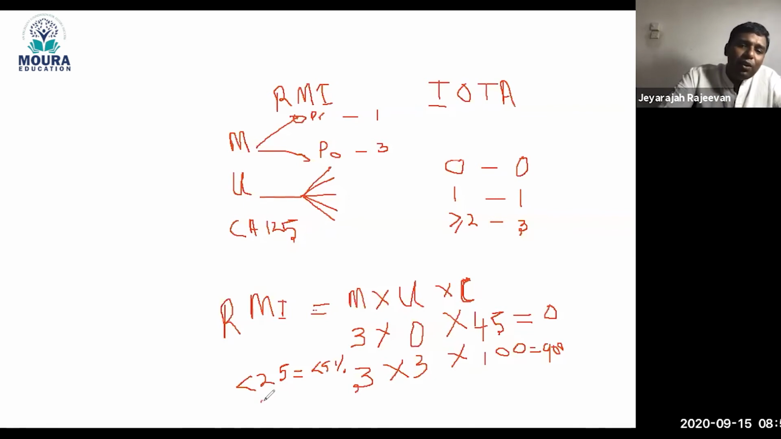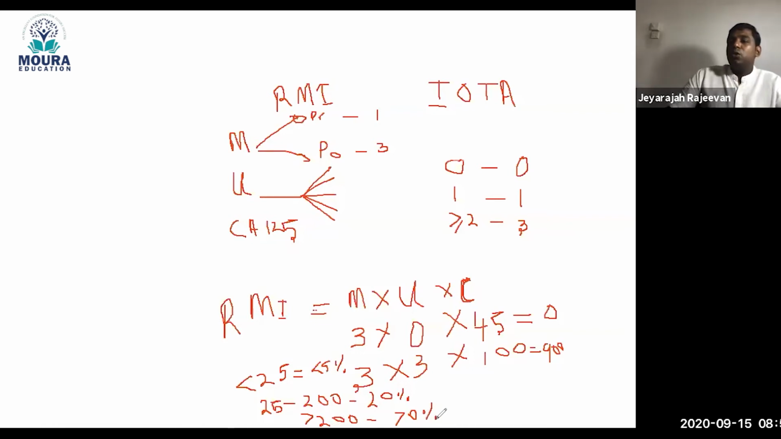If the RMI value is 25 to 200, the risk of malignancy is moderate. It's around 20%. If the RMI value is more than 200, the risk of having malignancy is going to be very high. That is more than 70%.